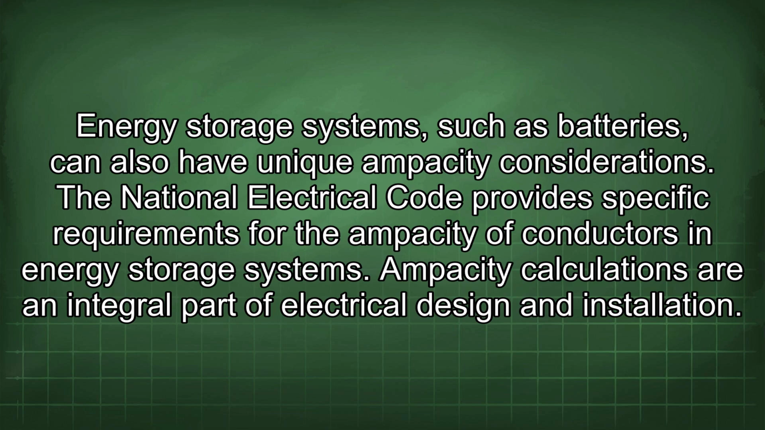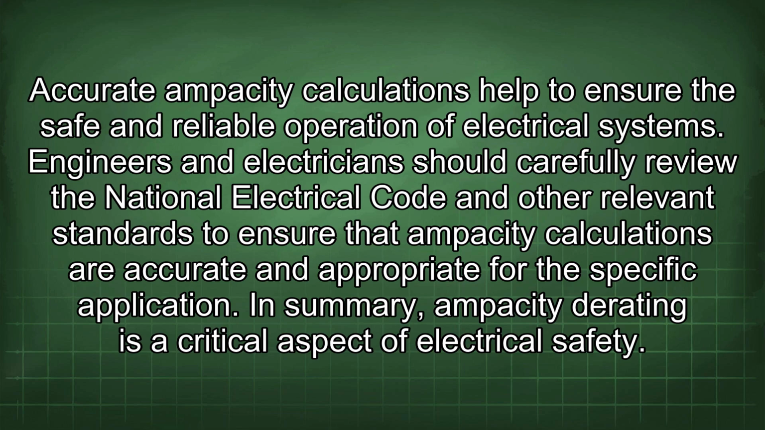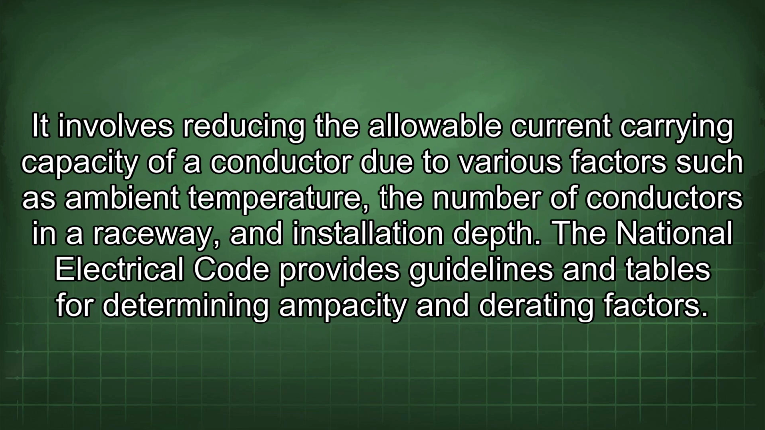Ampacity calculations are an integral part of electrical design and installation. Accurate ampacity calculations help to ensure the safe and reliable operation of electrical systems. Engineers and electricians should carefully review the National Electrical Code and other relevant standards to ensure that ampacity calculations are accurate and appropriate for the specific application. In summary, ampacity derating is a critical aspect of electrical safety. It involves reducing the allowable current carrying capacity of a conductor due to various factors such as ambient temperature, the number of conductors in a raceway, and installation depth. The National Electrical Code provides guidelines and tables for determining ampacity and derating factors.